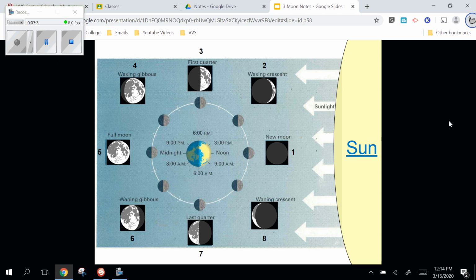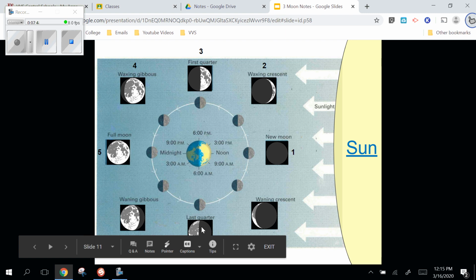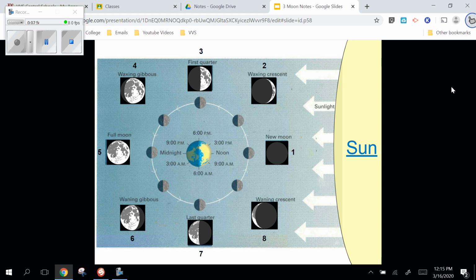And again, all eight of those phases, all the way from new moon to new moon again, takes a month, about 30 days. So here's going to be about 7 or 8 days. Here's about 15. Here's about 22 days or so, and then back to a month.